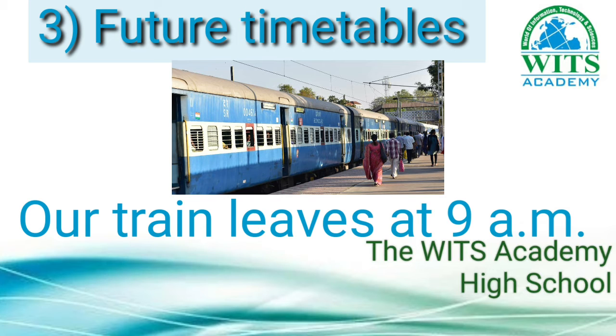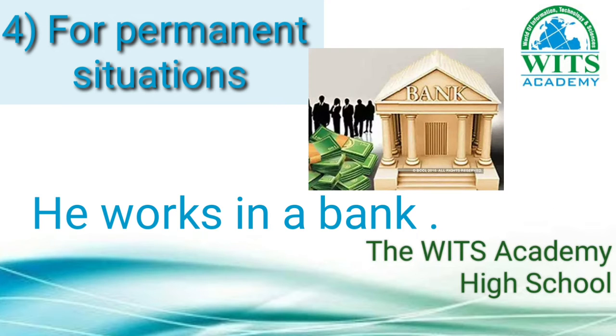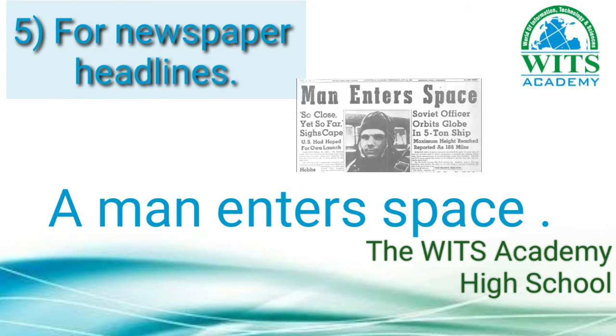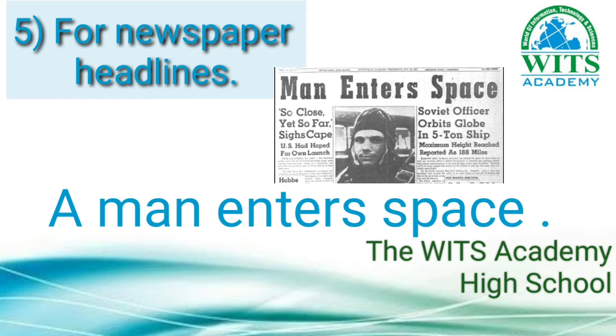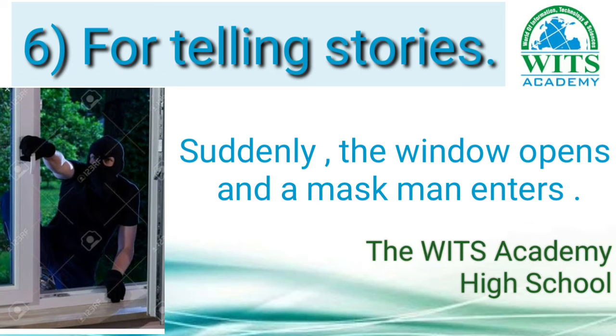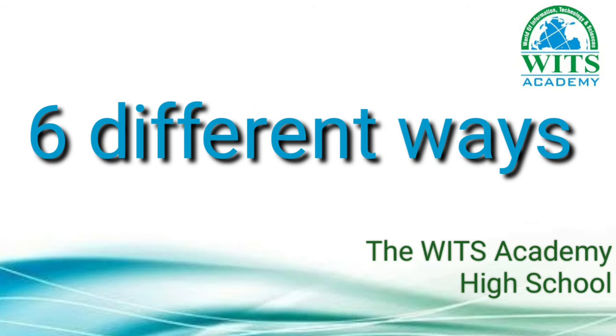The next use is for permanent situations, as he works in a bank. It is also used for newspaper headlines, as a man enters space. And the last, it is also used for telling stories, as suddenly the window opens and a masked man enters. Here I have told you some of the different ways of using present simple tense.